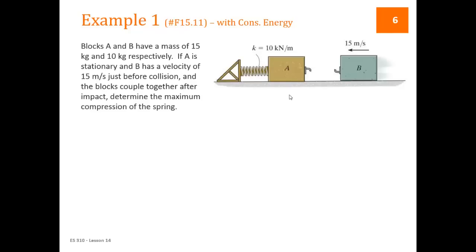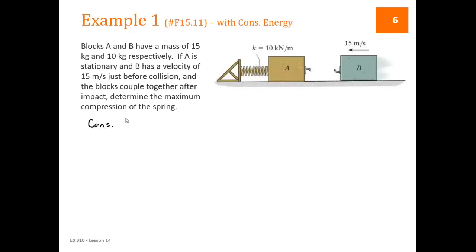So there's two parts to this problem. First, there's conservation of momentum, because there are no external forces that are causing an impulse, that are causing a change in momentum. The only change in momentum is going to be caused by B hitting A, which is internal to our system. So first we're going to use conservation of momentum. Then we're going to use conservation of energy because we have to deal with the spring. So let's start with conservation of momentum.